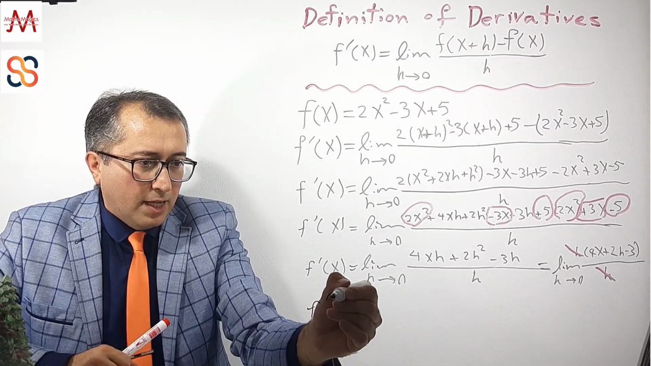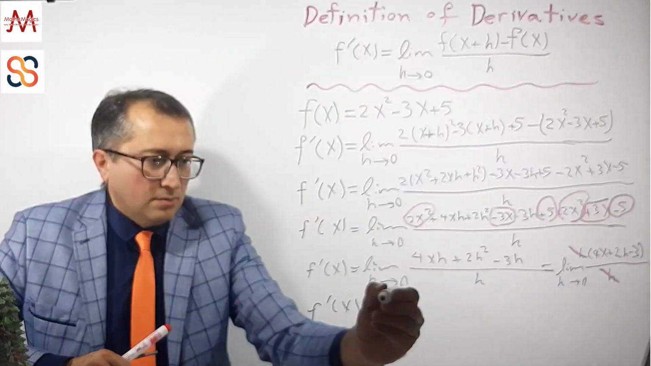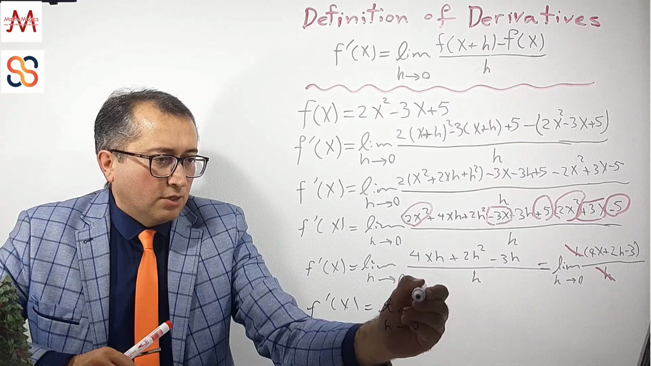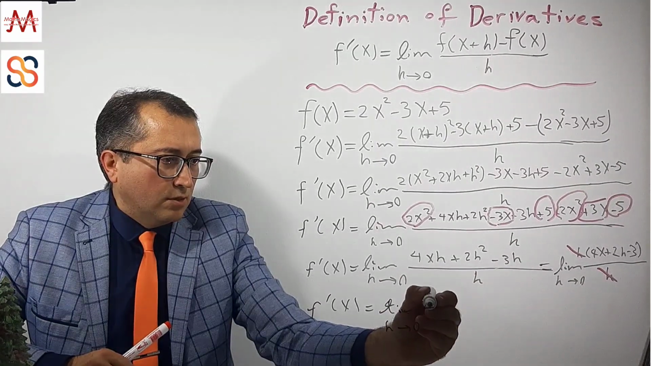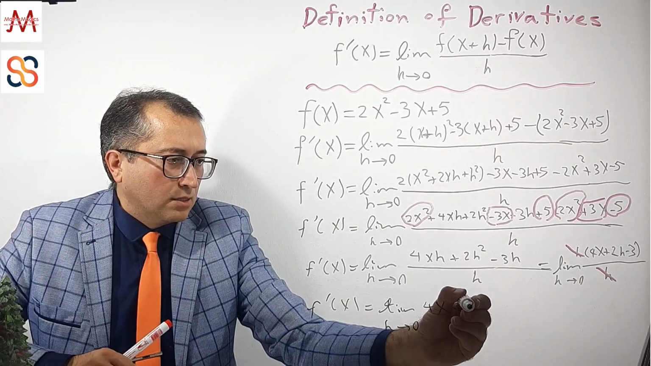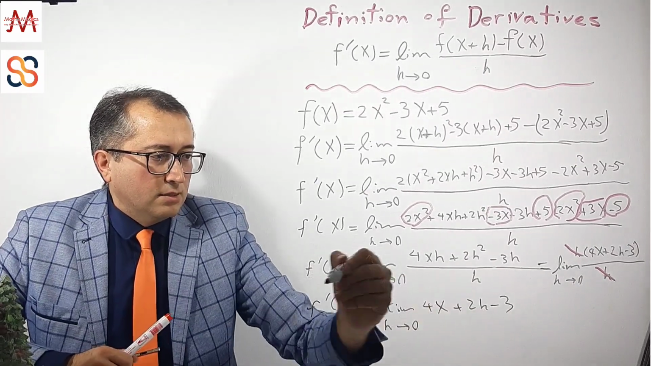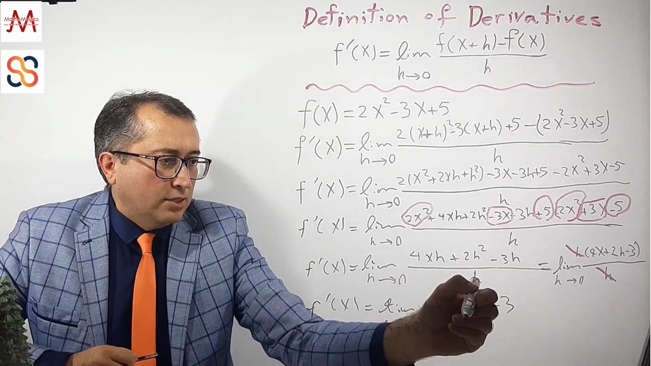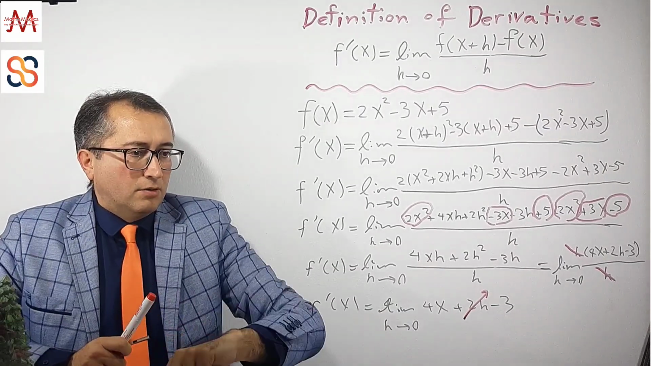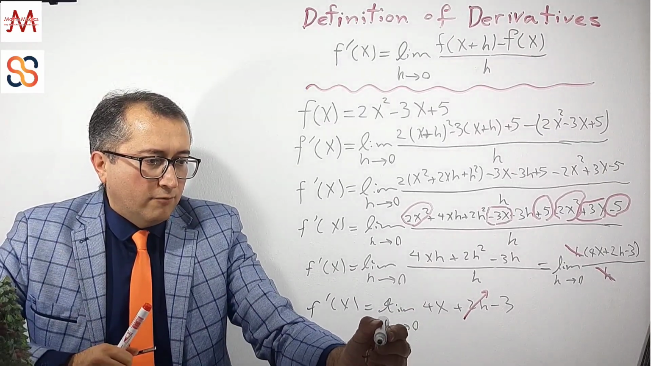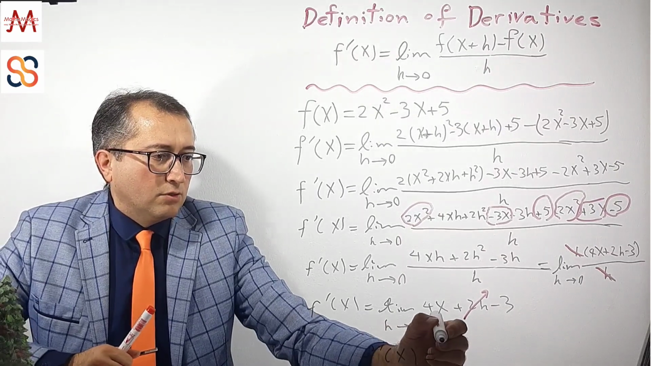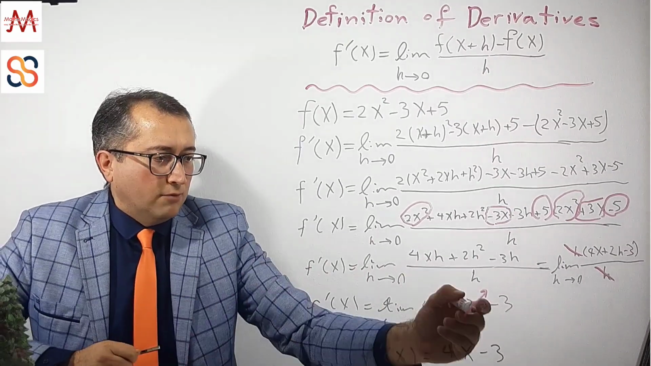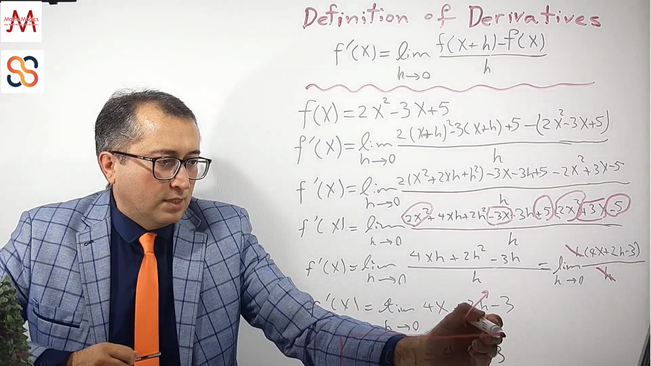We have f prime of x equals the limit as h approaches 0 of 4x plus 2h minus 3. Now if you plug in 0 for h, this term is going to be 0, and f prime of x equals 4x minus 3. This is the final answer for this derivative problem.